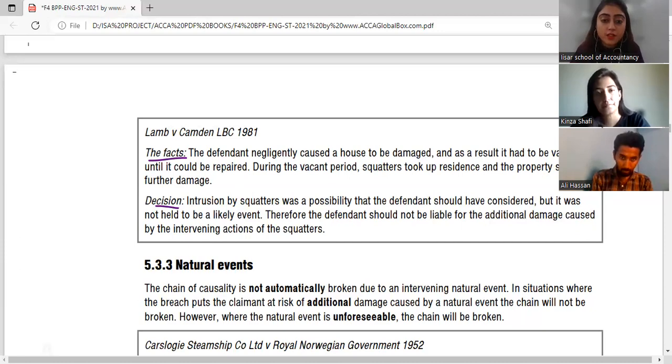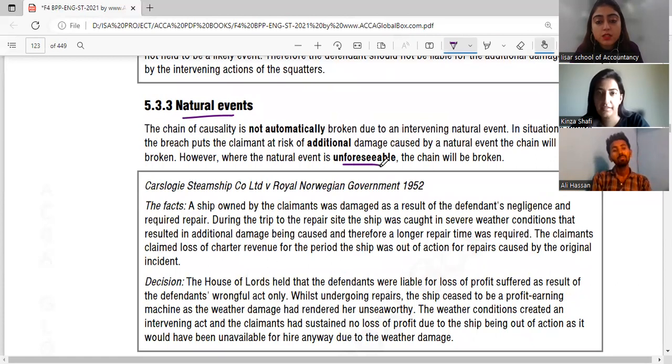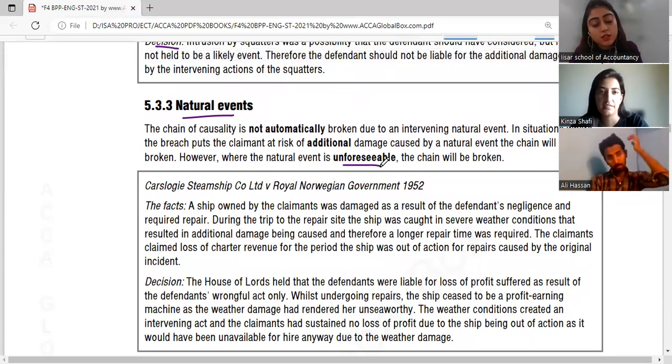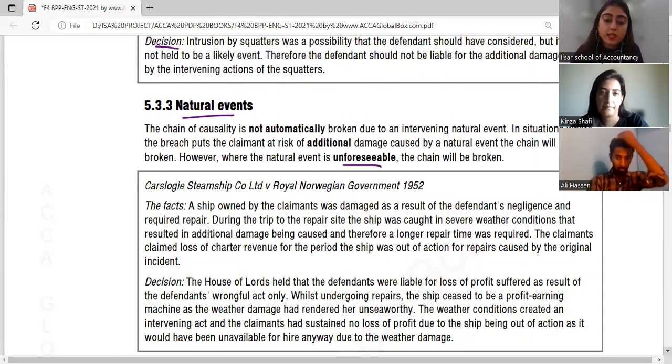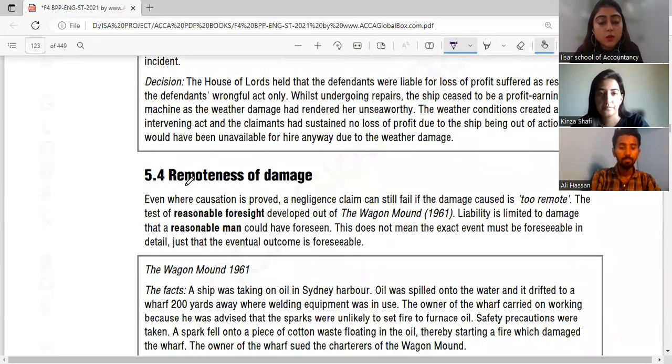Third event: natural events. Natural events can be unforeseeable. It can be related to natural disasters. Natural disasters. COVID aa gaya. Kisko pata tha? Uski wajah se bahut sara loss hua dono parties ko. So now, remoteness of damage. What is remoteness of damage?